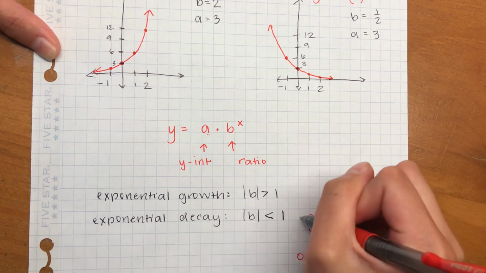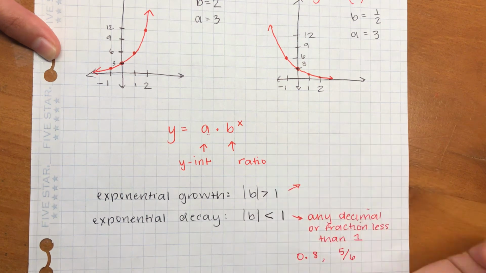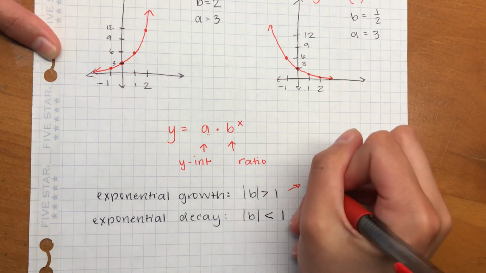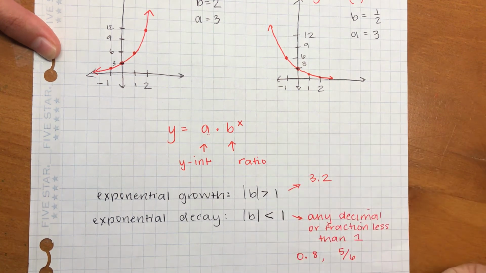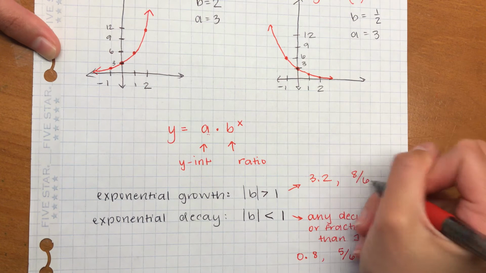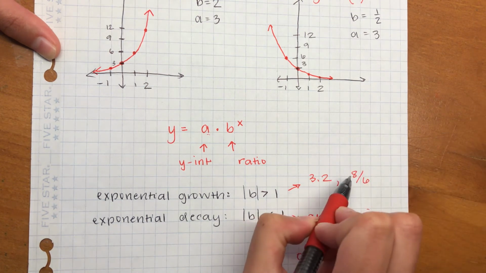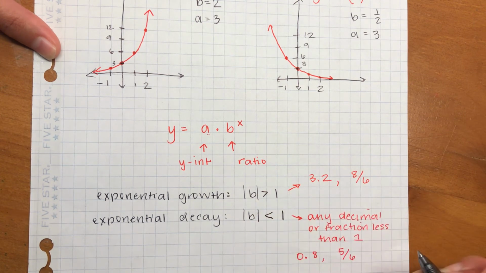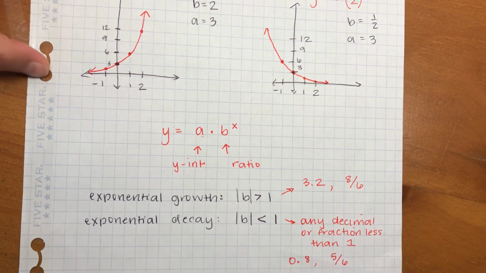Growth is anything greater than 1. So even if we have a decimal, that's greater than 1, so that's fine. Or even if we have a fraction, what if I had 8/6? My numerator is larger than my denominator, so that's still greater than 1. All right. So let's go ahead and do some examples real quick.